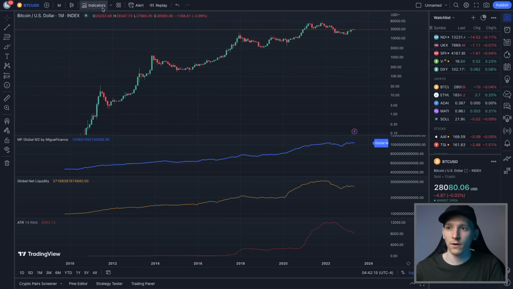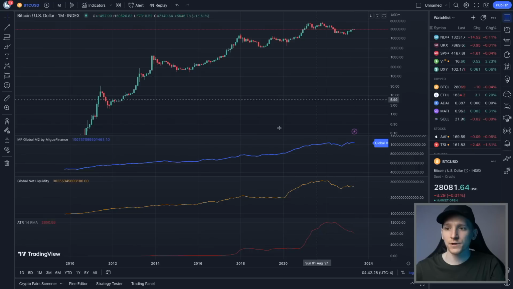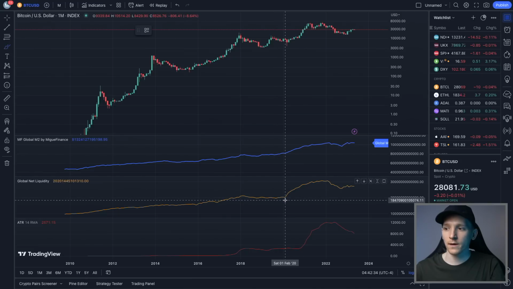If you want to check those out on how to use it, we're going to go to indicators here. I'm on Bitcoin, and then we just need to get an indicator of global liquidity. So you can just type in global liquidity here and it comes up. One of these, and it will show you this down here. So I've got global net liquidity. Now you can see a very decent correlation between Bitcoin and global net liquidity.